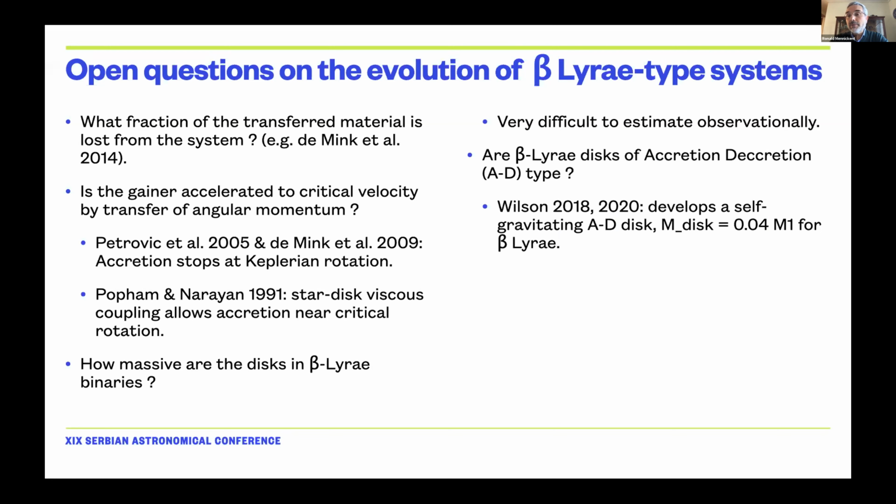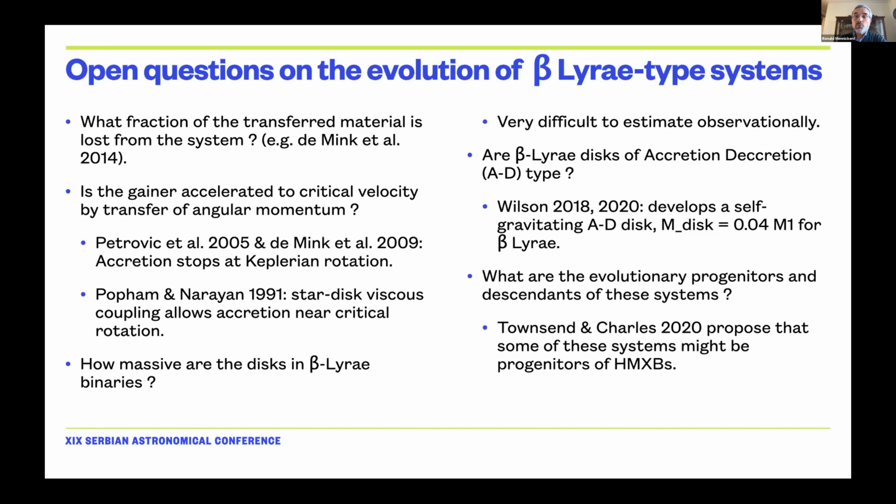Usually in cataclysmic variables, we observe an accretion disk. In Be stars, on the other hand, we observe a decretion disk. Wilson, in recent years, has developed a self-gravitating accretion-decretion disk model, very interesting. In the model of Wilson, the mass of the disk for Beta Lyrae is 0.04 times the mass of the gainer.